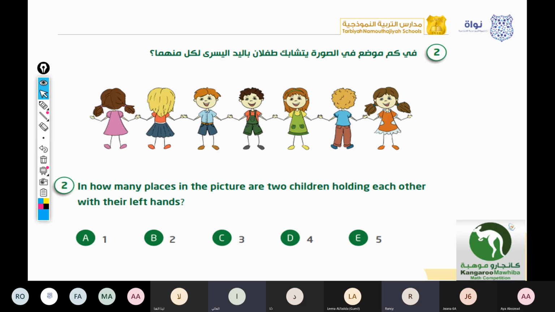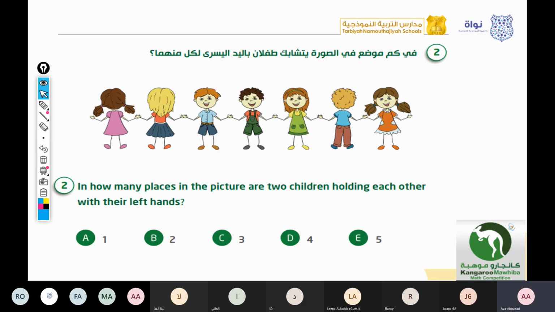Miss, I wrote my answer in the chat, but you didn't put a heart on it. What's your name? Never mind, teacher. I give all of you the heart. Only Lena said A, so she doesn't take the heart.